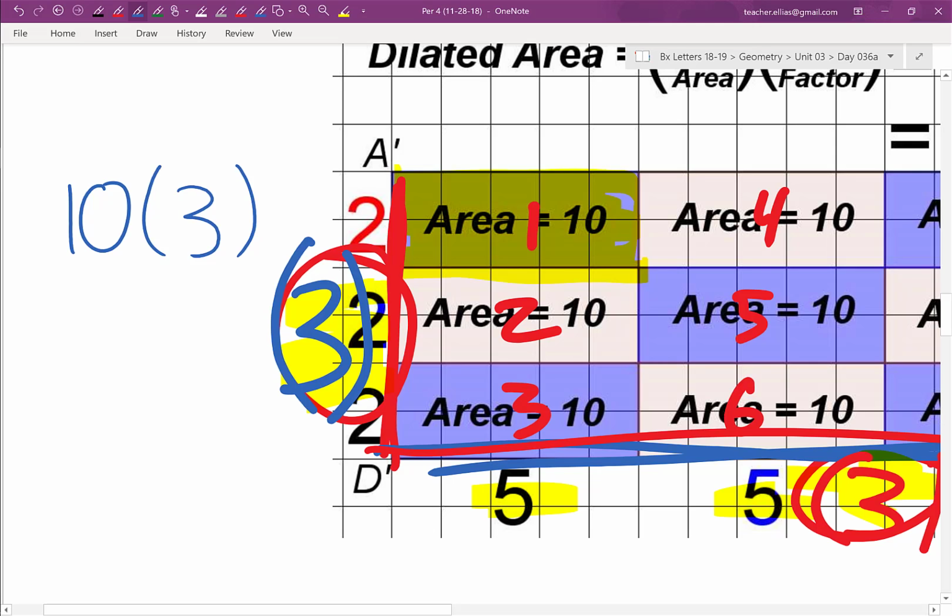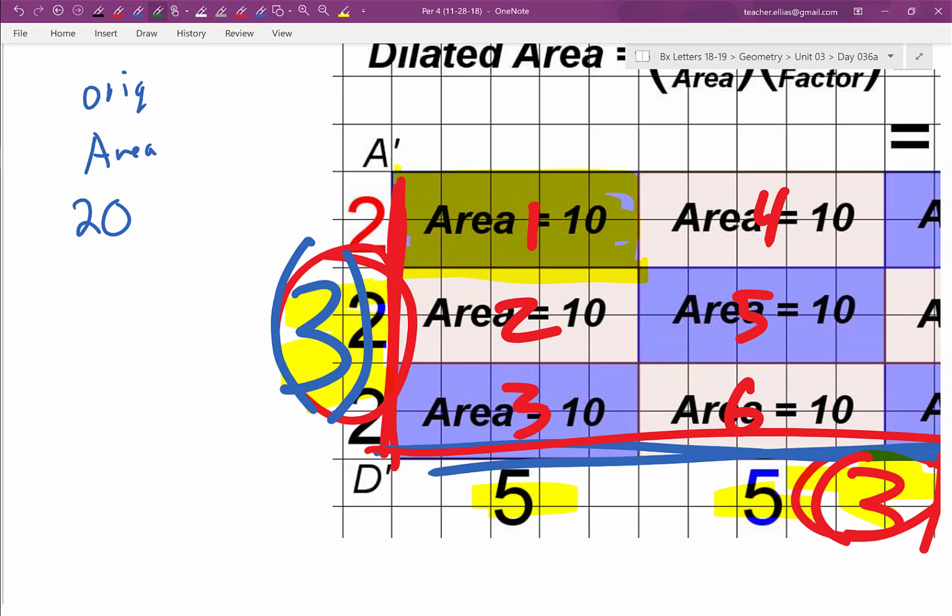Scale factor squared. So if I told you my original area is, give me a number. 20. Give me a scale factor. 4. And your scale factor is 4. What's my dilated area? How would I figure it out?